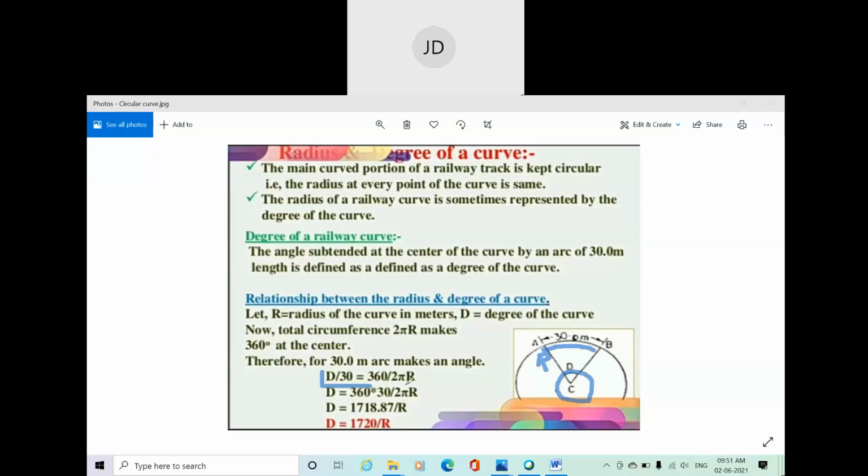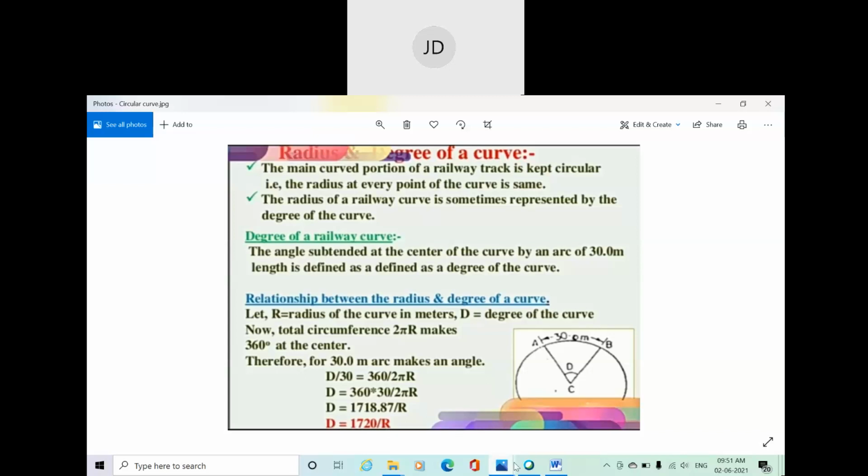From this relation, we can define D equal to like this, and finally we'll get D equal to 1720 by R. It's very important to understand, in some exams it may also be asked. So D equals 1720 per radius. We already know now that the degree is inversely proportional to the radius, isn't it? So degree is inversely proportional to radius. You can see here also. Degree is equal to 1720 divided by R.